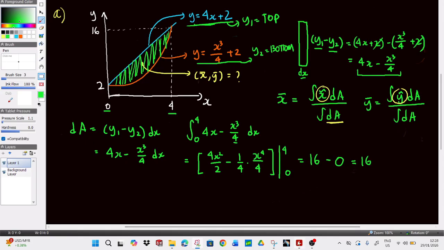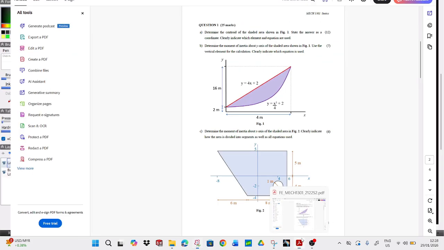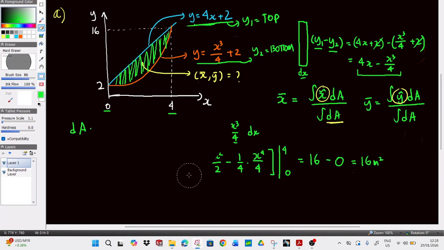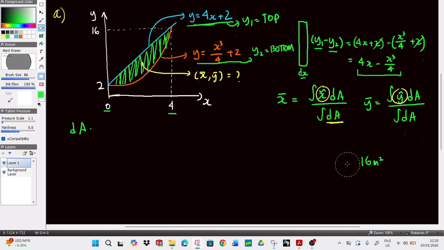Did they mention any units? They give the units, so don't forget to put your units, meter squared. So we've already found our dA. I'm just going to erase the working so that we have space for other parts. So we got 16. Our integral of dA is computed to be 16 meter squared. So we're done, and now we proceed to the next step. The next step is to find the x tilde and the y tilde.